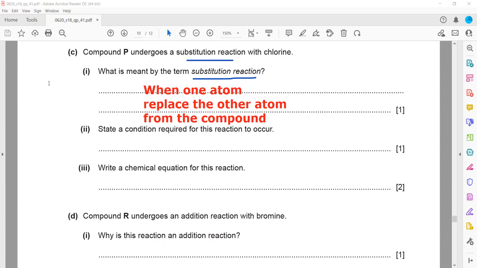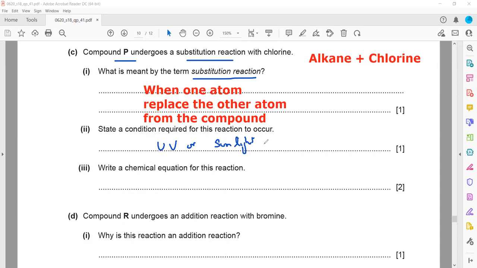This is the definition. State the condition for this reaction. So P is a saturated hydrocarbon, or P is an alkane. And under what condition does an alkane react with chlorine? What are the reaction conditions for a substitution reaction of alkane plus chlorine? When any alkane reacts with chlorine, we should have UV light or ultraviolet light, or even sunlight is acceptable. So you can say UV, ultraviolet radiation, or you can say sunlight. Both are correct.